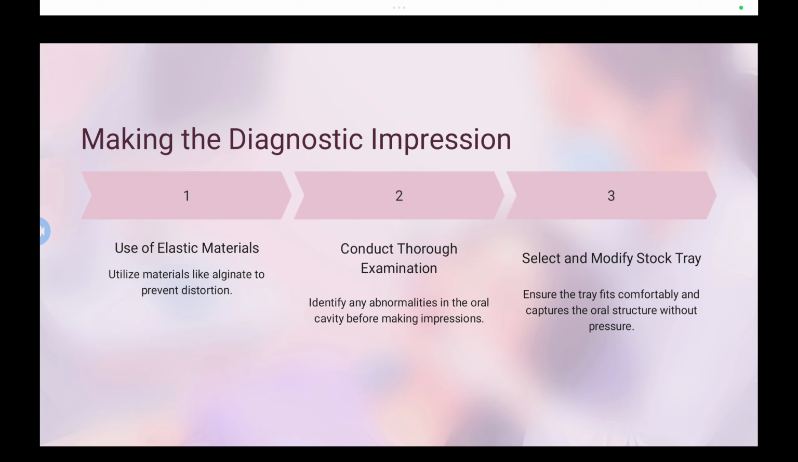Making the diagnostic impression. First and most important step is use of elastic material. Utilize materials like alginate to prevent distortion. Next is conduct a thorough examination. Identify any abnormalities in the oral cavity before making an impression, as it may impact the impression quality. Select and modify the stock tray. Ensure the tray fits comfortably and captures the oral structure without pressure. The modified stock tray or the stock tray should be of the accurate size according to the patient.